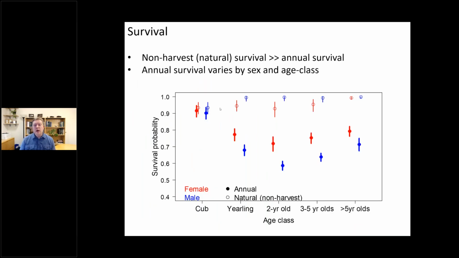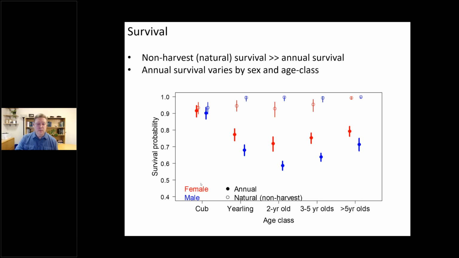Now, the underlying demographic parameters were the next step, to think about what demographic rates were leading to this fairly stable population through time. And so we're first going to jump into survival. What you see here is survival probability on your y-axis and our 5 different age classes on your x-axis: cubs, yearlings, 2-year-olds, 3 to 5, and greater than 5.